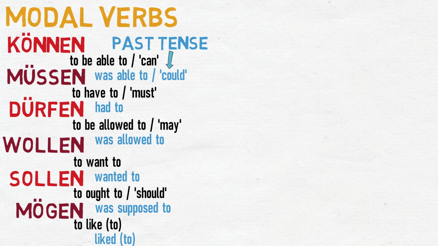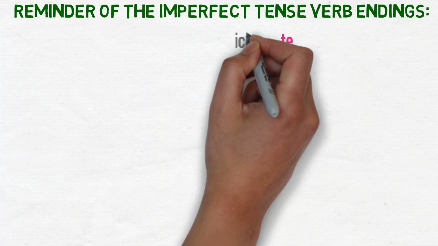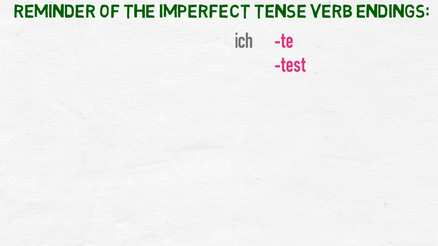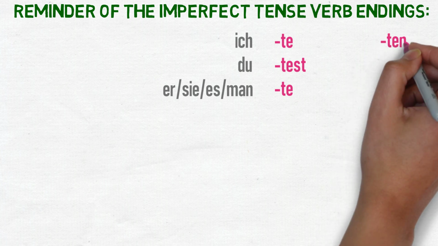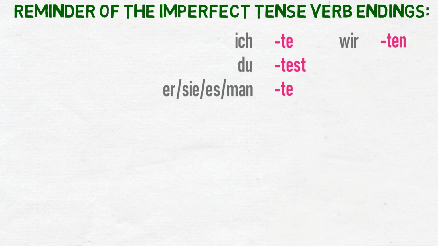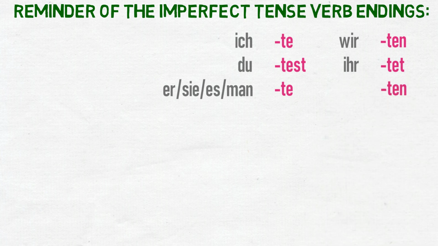To form modal verbs in the imperfect tense, we need to remember the verb endings in this tense. These are te for ich, test for du, te for er, sie, es and man, ten for wir, tet for ihr, and ten for sie and Sie.